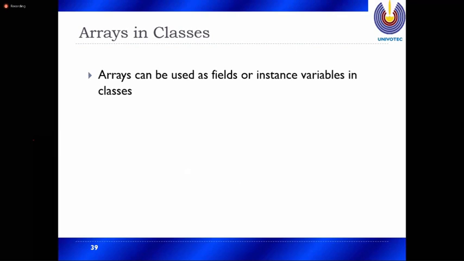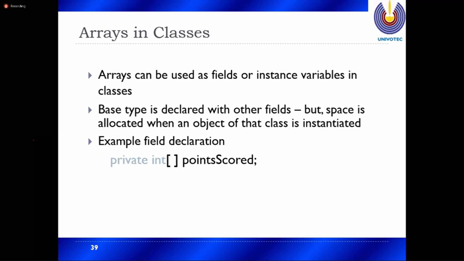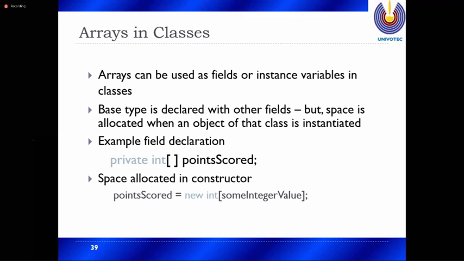Array classes. An array can be used as a field or instance variable in classes. The base type is declared with the other fields, but the space is allocated when the object of the class is instantiated. An example of field declaration: private int pointScore. Then space is allocated in the constructor: pointScore equals new int of some integer value.